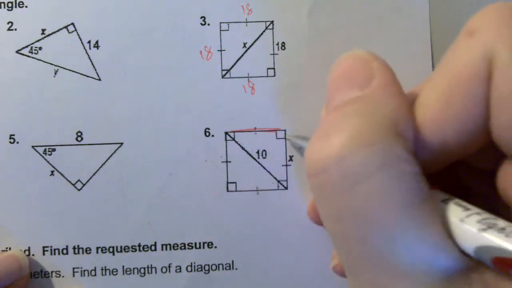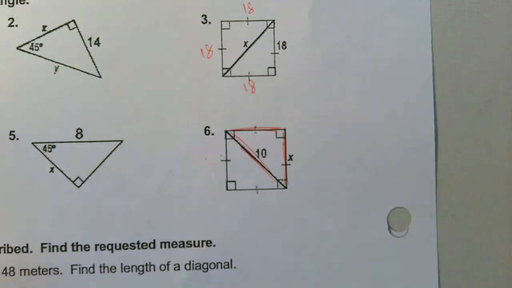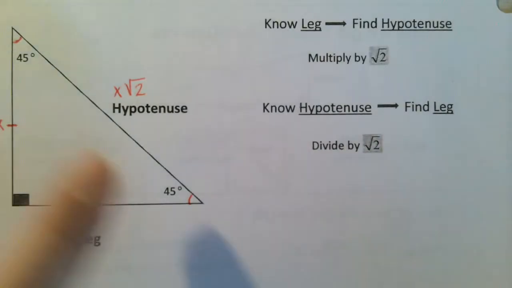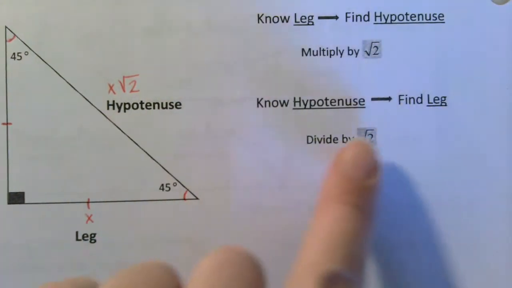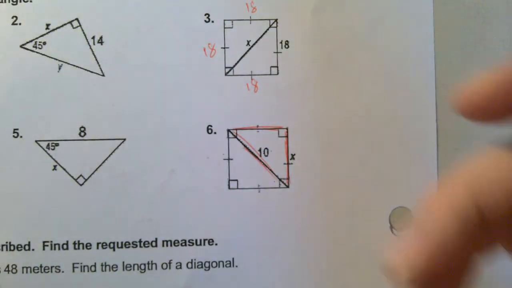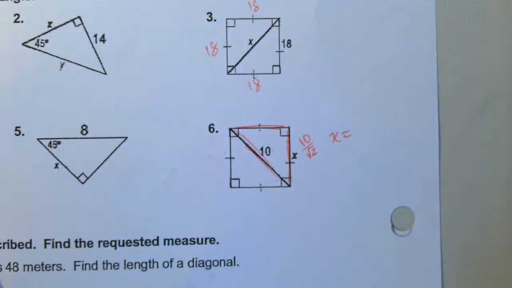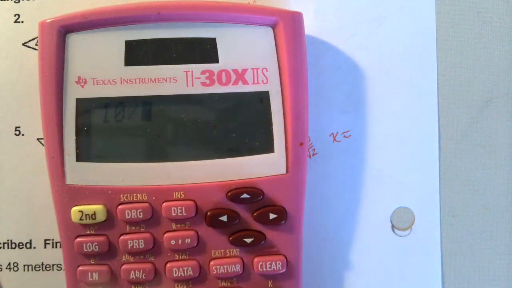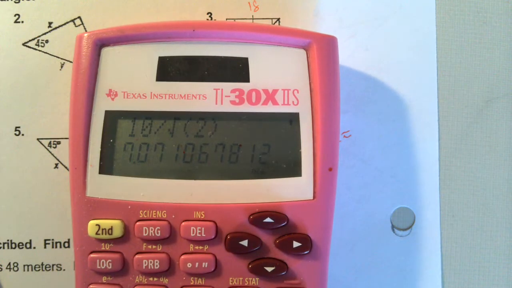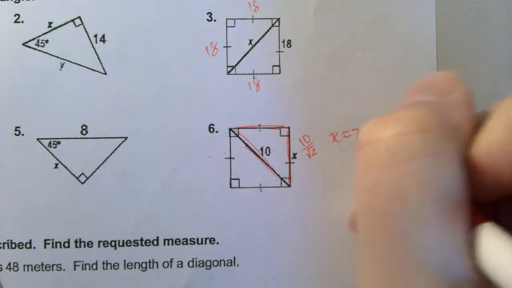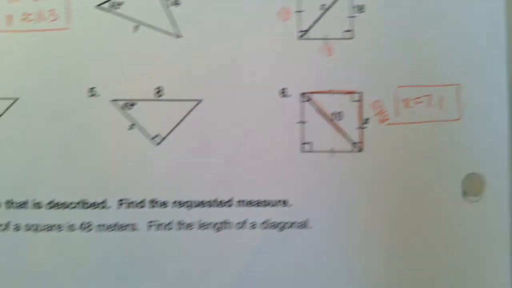Now, let's talk about number 6. If you can focus on the triangular part, half of the square, they give you the hypotenuse, you need to find a leg. So if you look at your rules with your 45, 45, 90, the legs are x, this is x square root of 2. So if I know the hypotenuse to find the leg, reverse it, divide by the square root of 2. So I would take 10, divide by the square root of 2. So x is approximately 10 divided by square root 2. It is approximately 7.07, so 7.1 units.